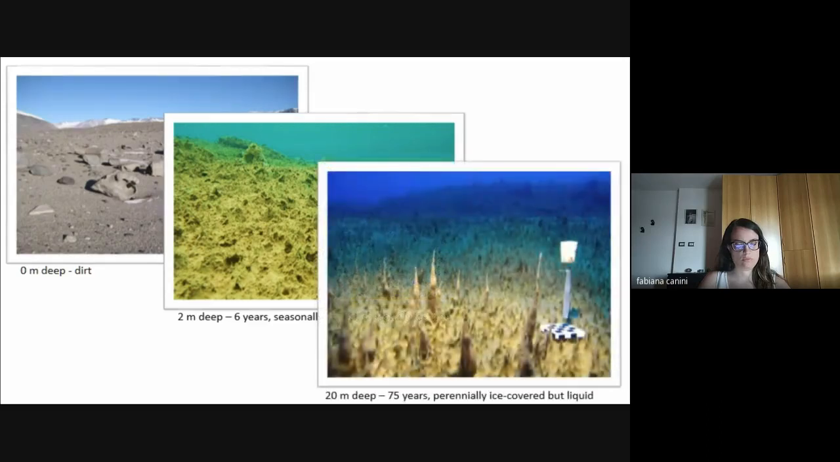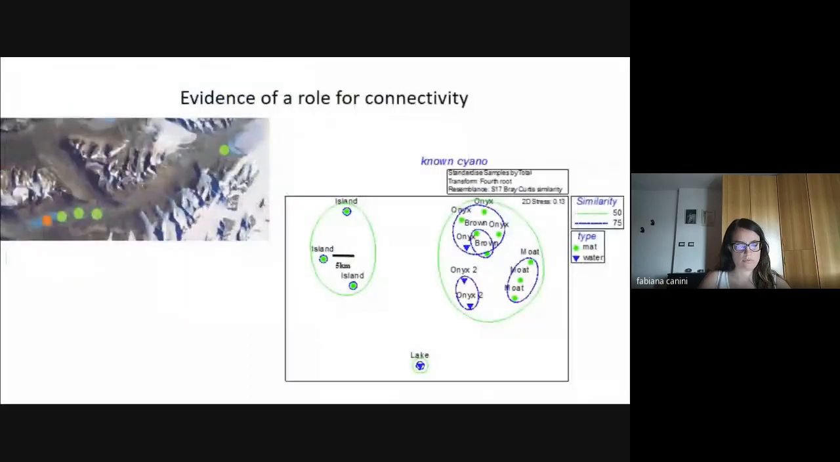And then finally, much more complex and elaborate microbial mats develop deeper in the lake. This is at 20 meters depth. It's been inundated for maybe 75 years, and this community has evolved over that time period. So it's perennially ice covered, but it's liquid water all year round.